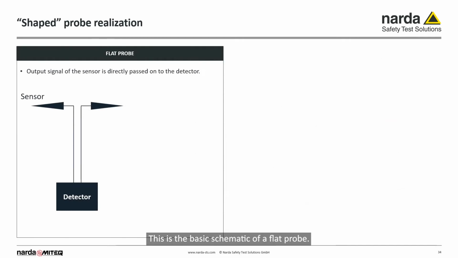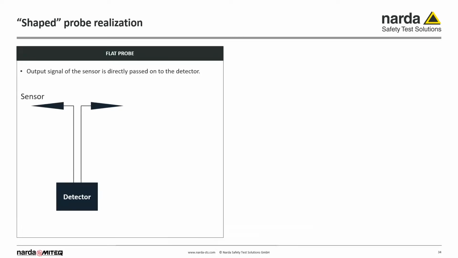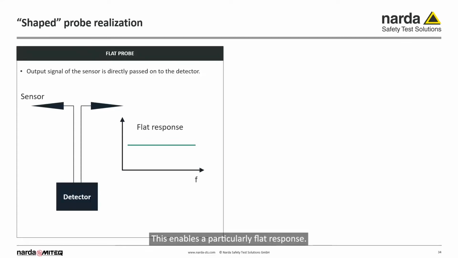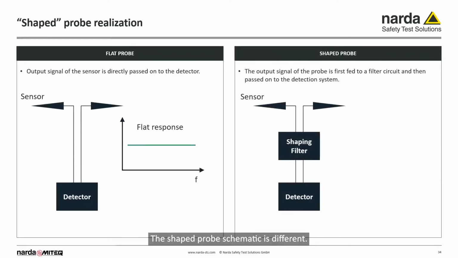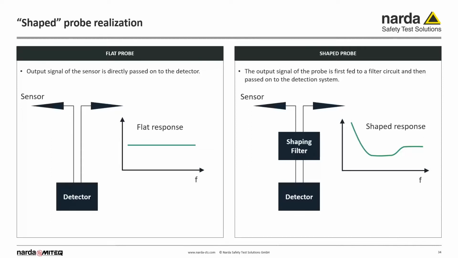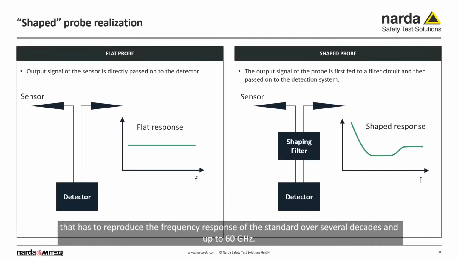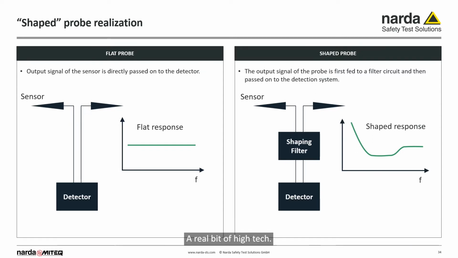This is the basic schematic of a flat probe. The output signal from the sensor, such as a dipole, is fed directly to the detector. This enables a particularly flat response. The shape probe schematic is different. There is a complex filter placed between the sensor and the detector, which corrects the frequency response to correspond with the frequency response of the standard. What appears simple here is in reality an extremely complex filter that has to reproduce the frequency response of the standard over several decades and up to 60 GHz, a real bit of high-tech.